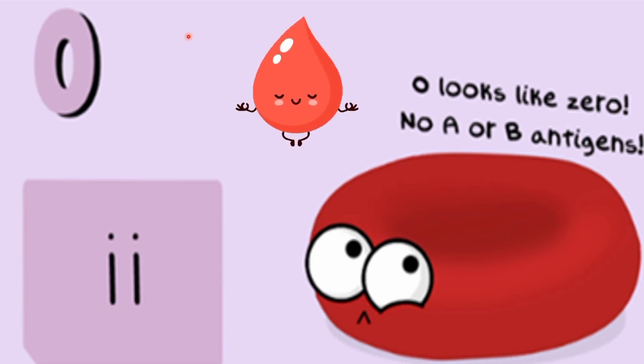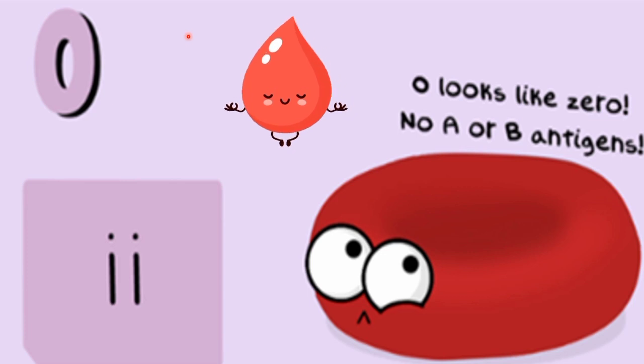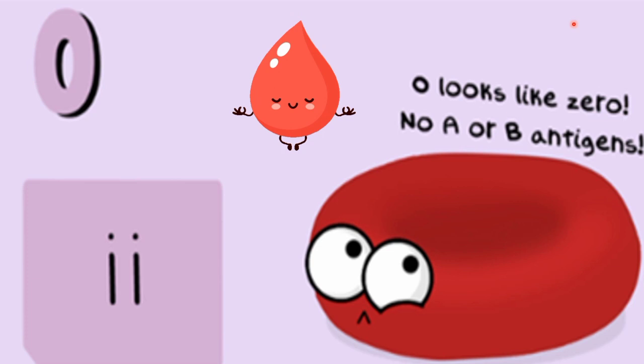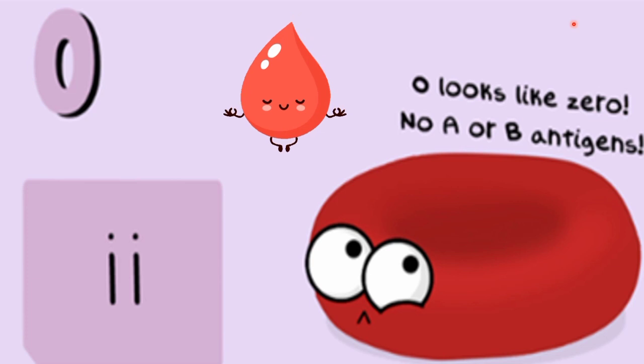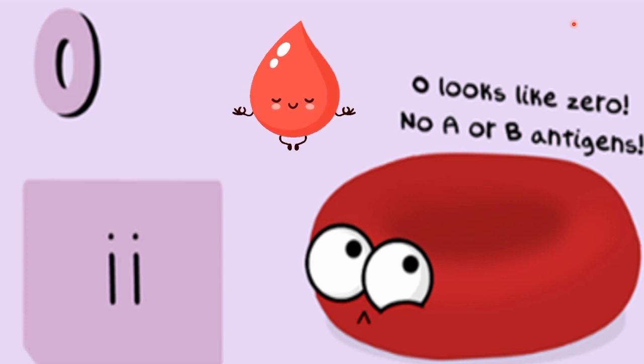But while blood type O individuals can donate to everyone, they can only receive blood from another blood type O, because type O blood does not have A and B antigens. So their immune system will attack any other blood type because of their antigens. And the genotype for blood type O is the recessive homozygous ii.